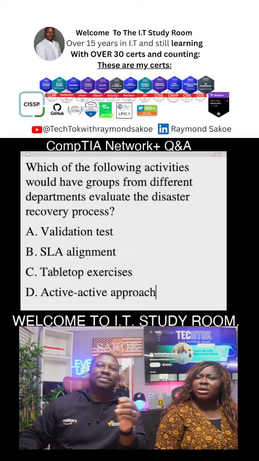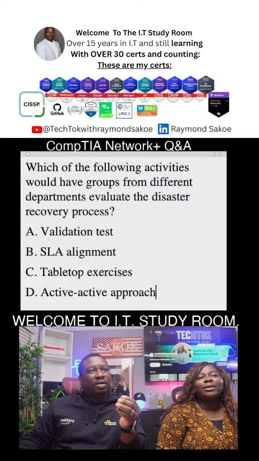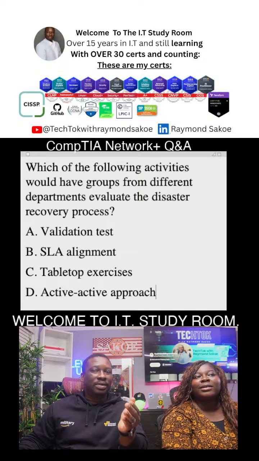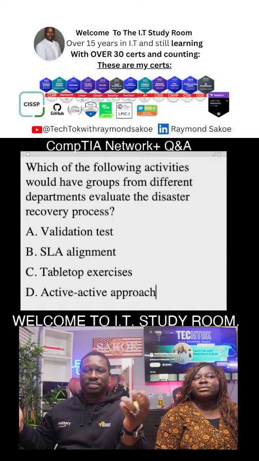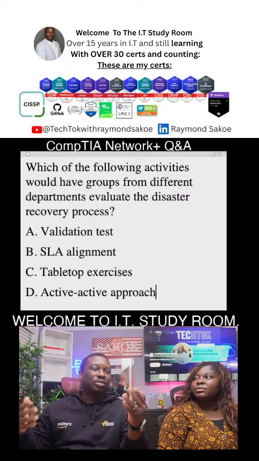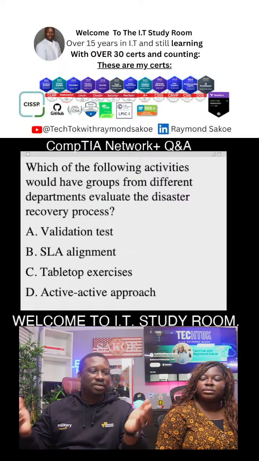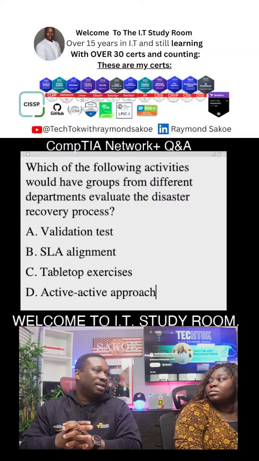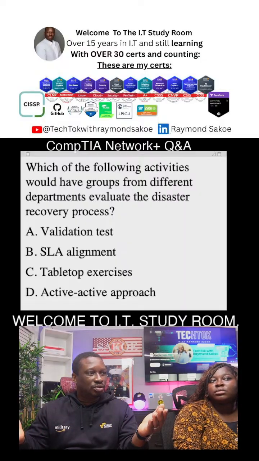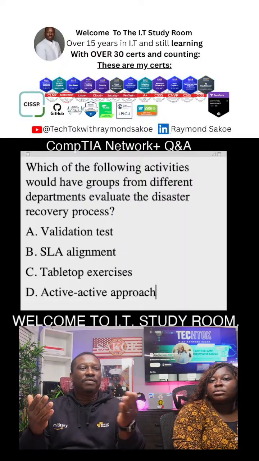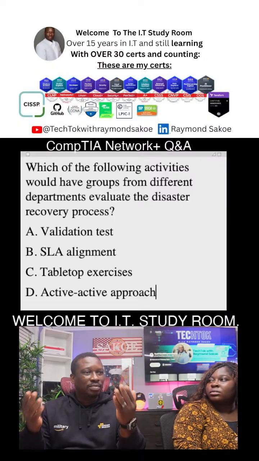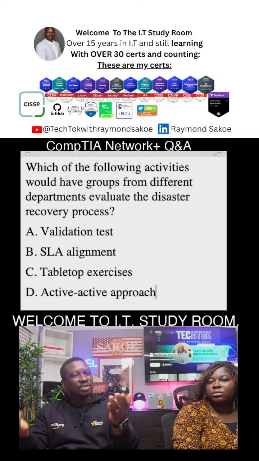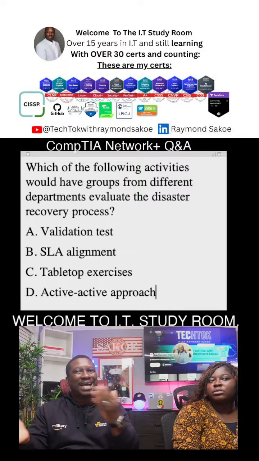So active is more of a high availability type of setup, right? If you have two devices, most of the time you need to implement high availability. Meaning, if you have a server, you don't depend on one server, you depend on two or multiple servers. So if you set it up as active, both devices will be taking traffic at the same time. If one device goes down, you still have access to the other device. So that is the active approach.